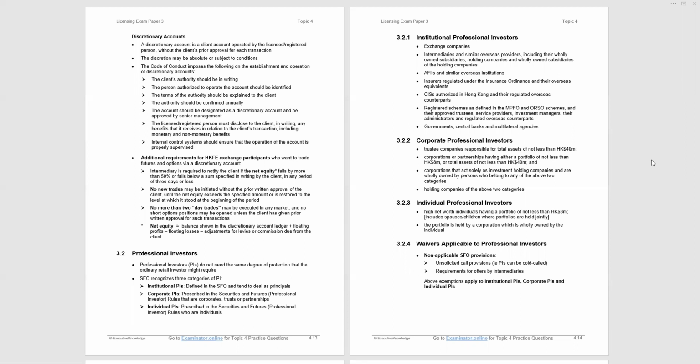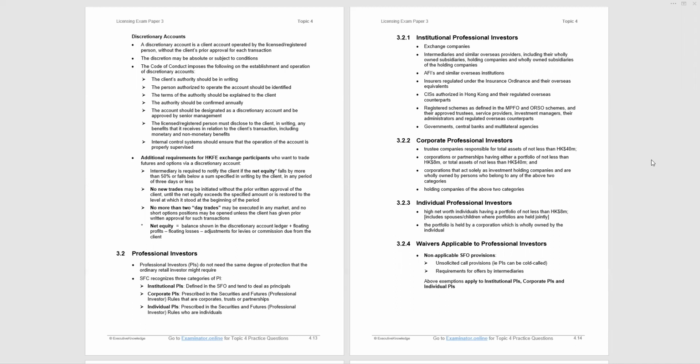Those participants who want to trade futures and options via a discretionary account. Okay, specific points. Intermediaries required to notify the client if the net equity, and we'll consider what that is in a moment, falls by more than 50% or falls below a sum specified in writing by the client in any period of 3 days or less. Remember, the intermediary does not have to get permission for every transaction to a client. But if this net equity falls by more than 50%, then they must inform the client.